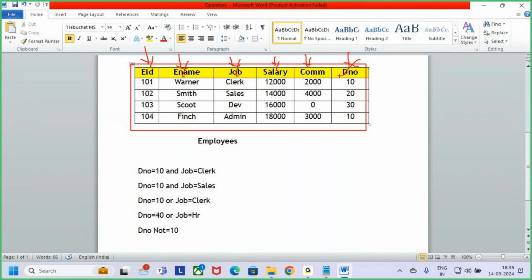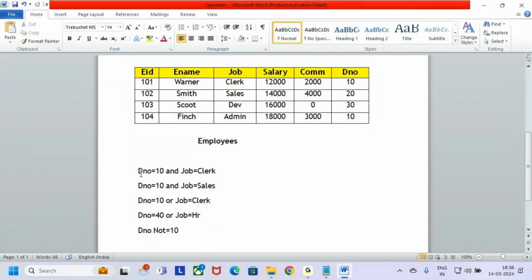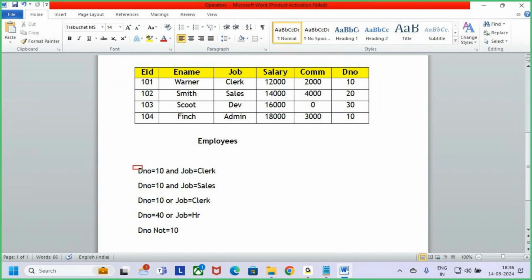What's my requirement here? From this table, I want to find the employees who are working in the 10th department and whose job is equal to clerk. So what's my first condition? Department number is equal to 10. In the 10th department, I want to find the employees working as a clerk. Job is equal to clerk. So this is my first condition, and this is my second condition, guys.